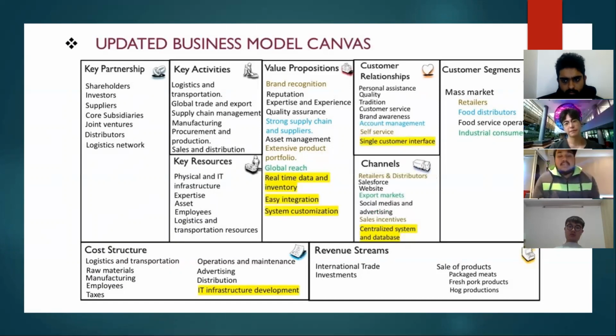After implementing the new IS system, the single customer interface is a major difference, which comes under customer relationship, along with the centralized system and database, which comes as a difference in channels. Also, real-time inventory data, integration, and system customization are differences which came under the value proposition. And then in the cost structure, IT infrastructure development came as a big cost difference. Over to Roshan for the lessons learned.